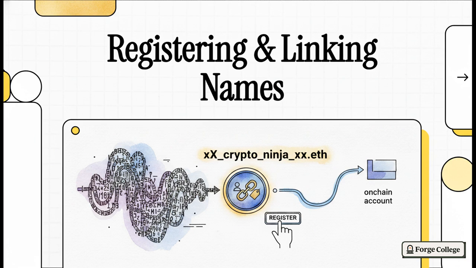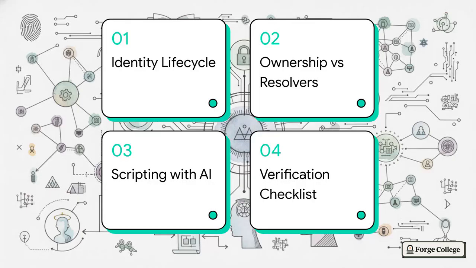So today, we're going to look at exactly how to interact with the Ethereum name service, or ENS, to actually perform a name registration and create that on-chain link between a name record and an account. Okay, let's dive into this.